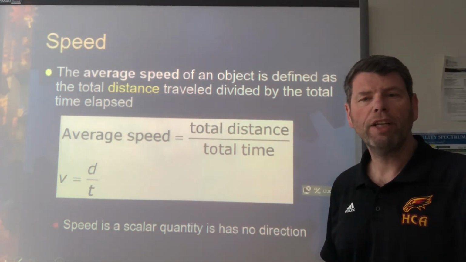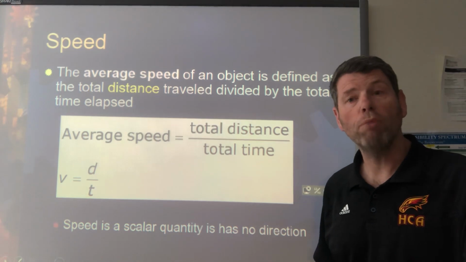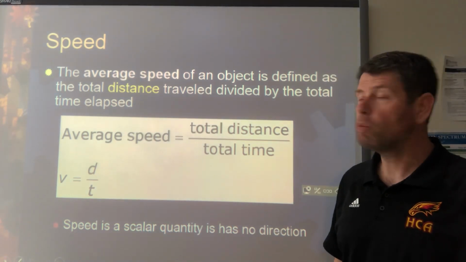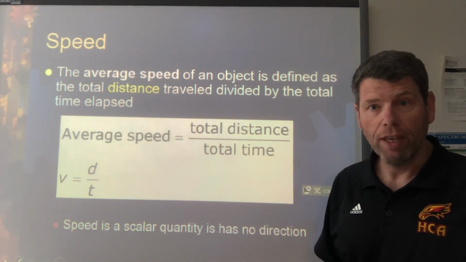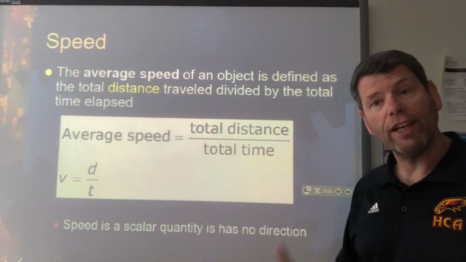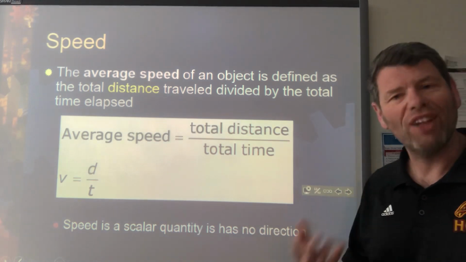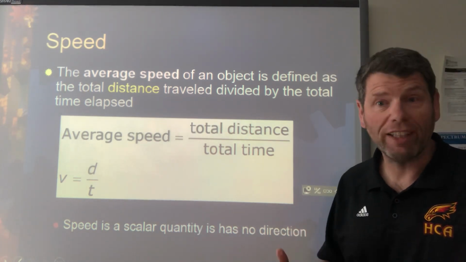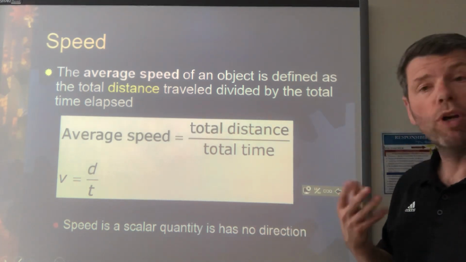All right, grade 10s, we're going to continue our discussion of motion by talking about the difference between speed and velocity today. So speed is a scalar quantity, whereas velocity is its corresponding vector, which requires direction.